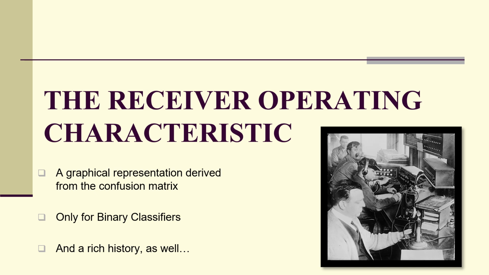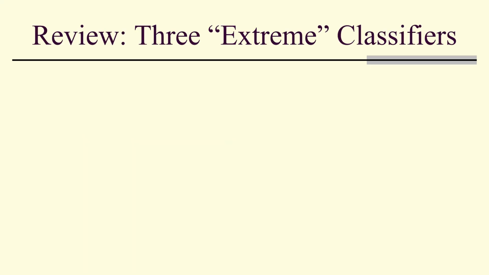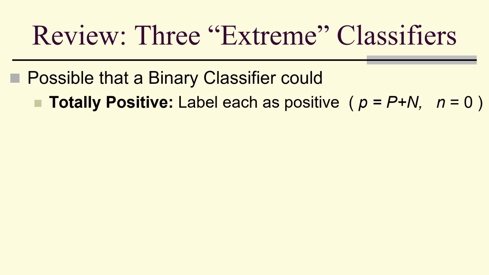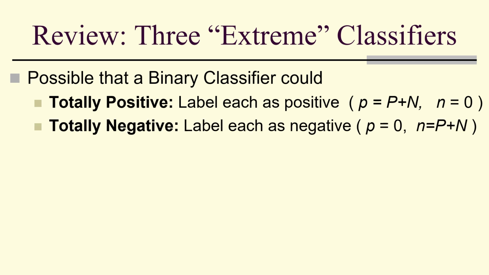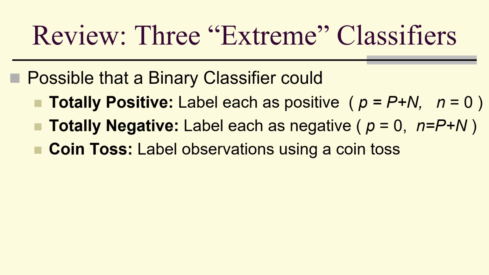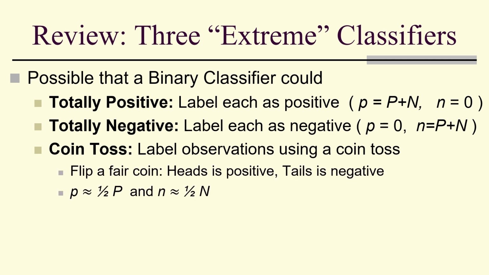The receiver operating characteristic, a graphical representation from the confusion matrix, which only works, unfortunately, for binary classifiers, has a rich history. So remember, we have these three extreme classifiers. Totally positive, everything's predicted positive. Totally negative, everything's predicted negative. Or coin toss, label observations using the toss of a fair coin. So in that case, the little p is 1/2 the positives and little n is 1/2 the actual negatives.